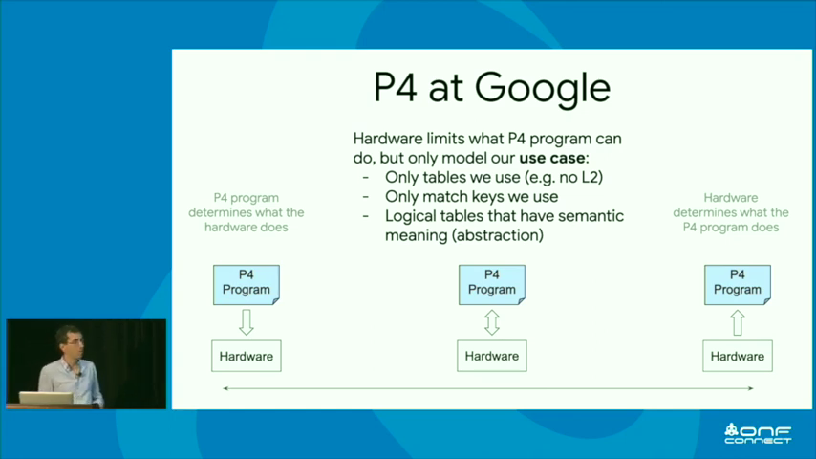Similarly, our tables will only mention the match keys that we're actually using, and maybe more importantly, the tables that we have in our P4 program are really logical tables that have a semantic meaning of what this table is meant to do in terms of forwarding behavior. And it doesn't necessarily, for instance, use the name that the hardware that implements this table actually does. And so we can have a bunch of abstraction that makes it much easier and nicer to work with the P4 program and the northbound interfaces that you get from that.